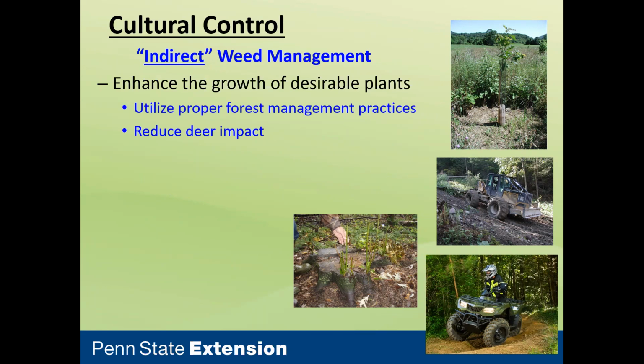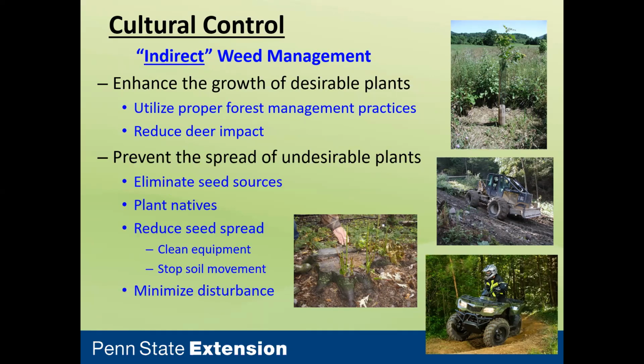We're going to try to enhance the growth of desirable plants by using proper forest management practices, by reducing the impact that the deer are having by harvesting an appropriate number of female or antlerless deer. We're going to prevent the spread of undesirable plants by eliminating seed sources, by planting natives, by reducing the seed spread, by cleaning our equipment, by stopping soil movement. And we really have to consider what seeds are on our tractors when we're moving from site to site, what seed might be in the soil that's on the skidder that's moving onto your property.